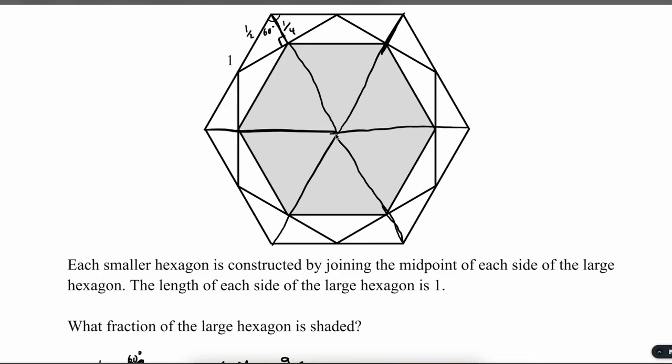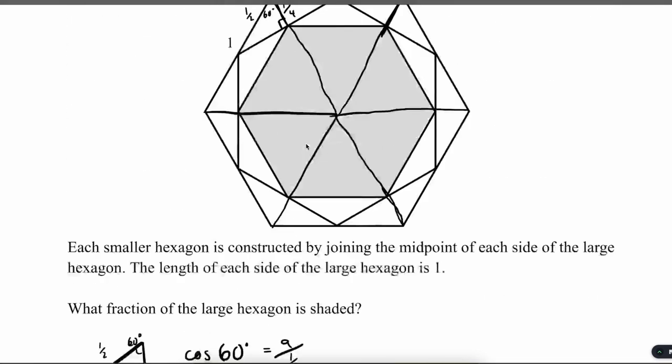You see this shape here, this triangle here. This is just repeated 6 times. It's repeated here, 1, 2, 3, 4, 5, 6. So what we're going to do to work out the fraction of this whole thing that's shaded is just work out the fraction of this that's shaded.